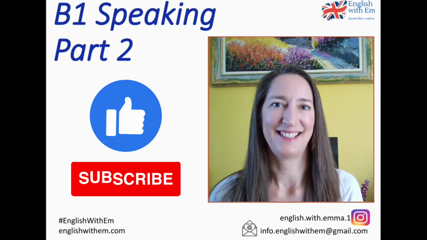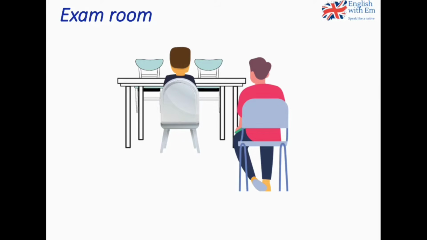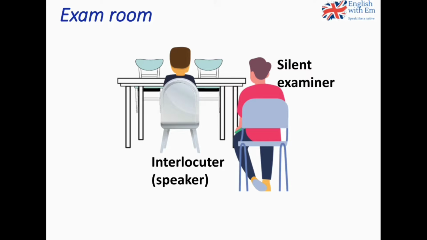Let's get started. I want to start by telling you what to expect when you enter the exam room. It will look something like this. So there'll be two examiners. The interlocutor, that is the examiner who will speak to you and ask you questions, and the silent examiner who will just listen. And then you can see there are two chairs for the candidates. Let's call them Anna and Luis.